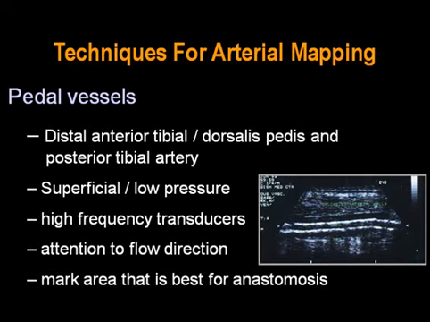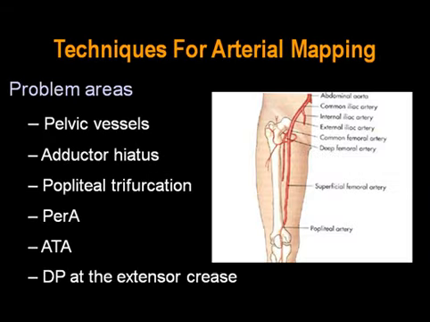Pay close attention to flow direction at these levels, as you may be fooled into believing that an artery with flow that's moving in the wrong direction, in fact, is patent, and you may have missed a significant stenosis or an occlusion above that level. Bypassing to that artery above that level could result in graft failure. So flow direction is important. And again, in terms of the distal leg and in the foot, you want to mark any areas that appear to be best for an anastomosis.